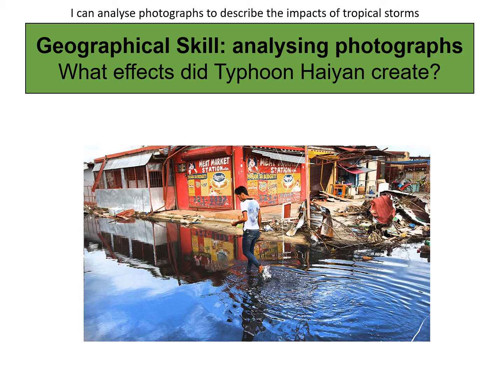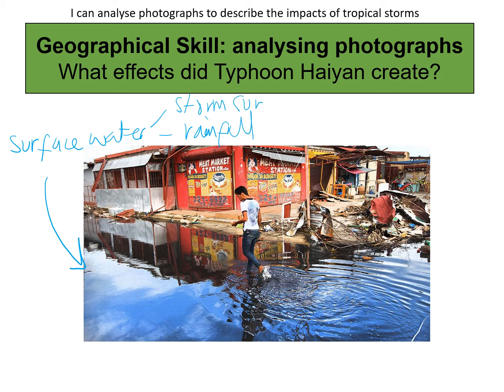Okay, so what can we see in this image? Well, we can see here, first of all, that there has been a lot of surface water. And that could have come from two things. That could have come from the rainfall, or it could have come from the storm surge.